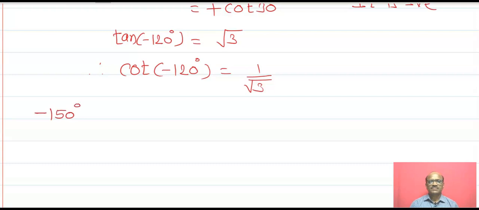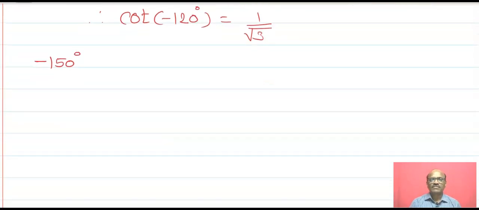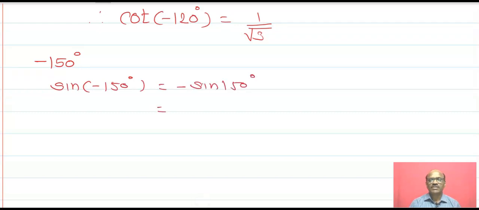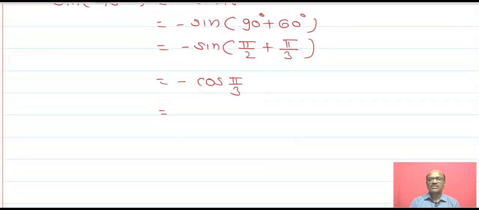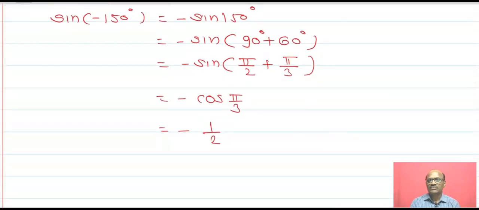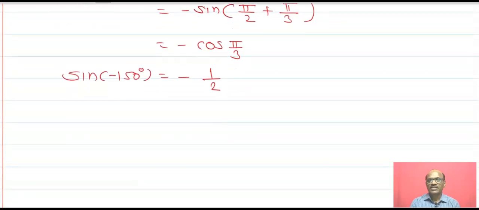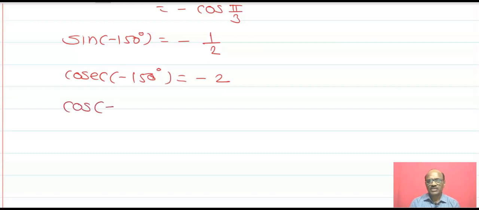Minus 150. Now we'll find out the value of minus 150. That is sine of minus 150 degrees equals minus sine of 150. Sine of 150 means what? This is pi by 2 plus 60, that is 90 plus 60, that is equal to sine of pi by 2 plus pi by 3. And in second quadrant sine is positive, and with pi by 2 angle the function will change. Sine will become cos. That is cos of pi by 3, and that is equal to 1 upon 2. Therefore sine of 150 is equal to minus 1 upon 2. Cosec minus 150 is equal to minus 2.